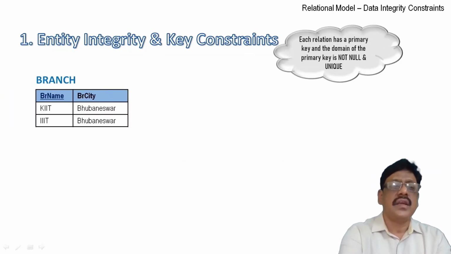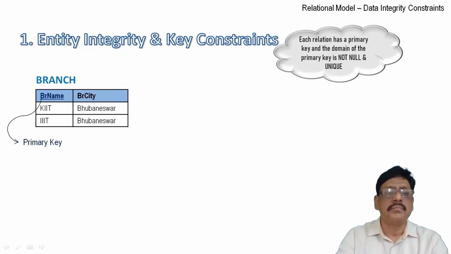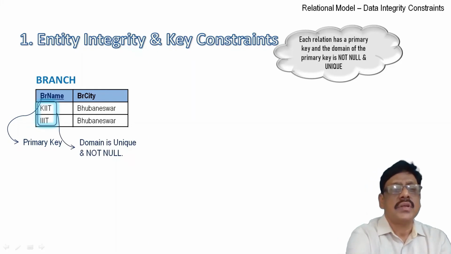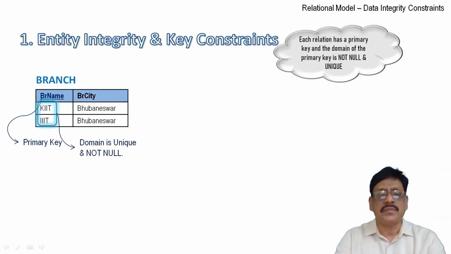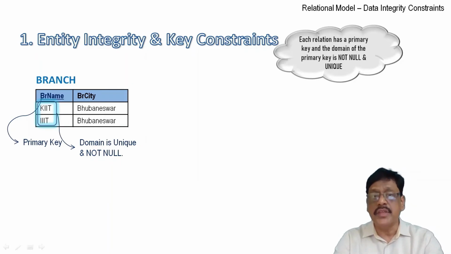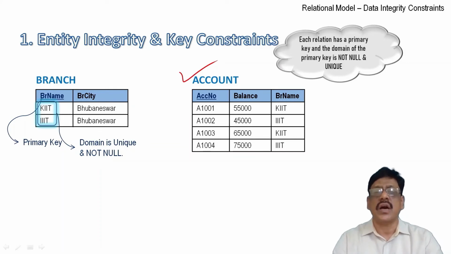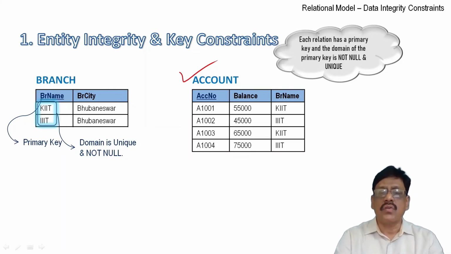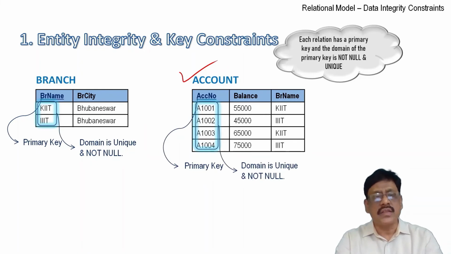So what are entity integrity and key constraints? As you know, every relation must have a primary key and the domain of that primary key must be not null. Here, branch is a relation with branch name as a primary key. By that, the domain of the branch name must be not null, and at the same time it must be unique. Similarly, we can declare another table called account, where account number is a primary key, and by that the domain of account number must be not null, and at the same time it must be unique.